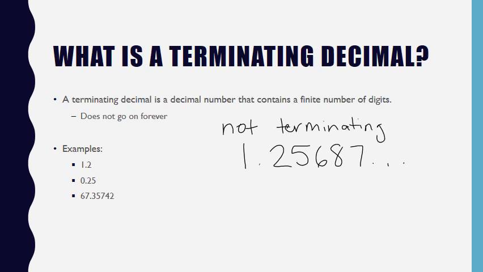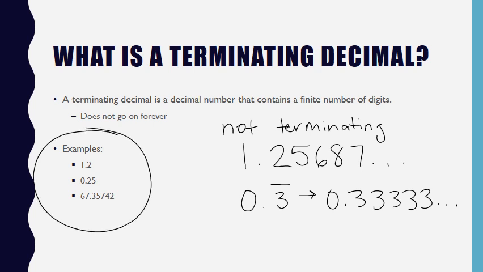Another example of not terminating would be a repeating decimal. So when we see something like 0.3 repeating, with that little hat on top, that means that it's not terminating because it goes on forever. This is the same as 0.33333 dot dot dot, going on forever and ever and ever. We're focusing only on decimals that have a definite end, like these ones here.